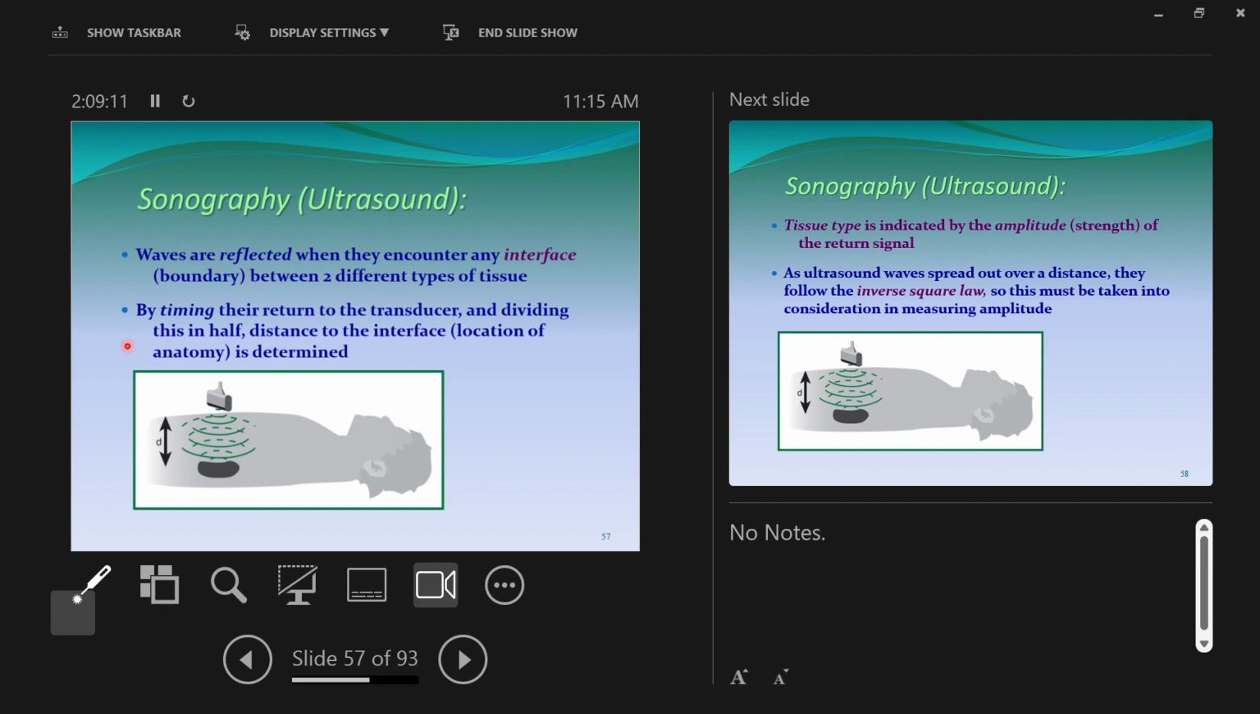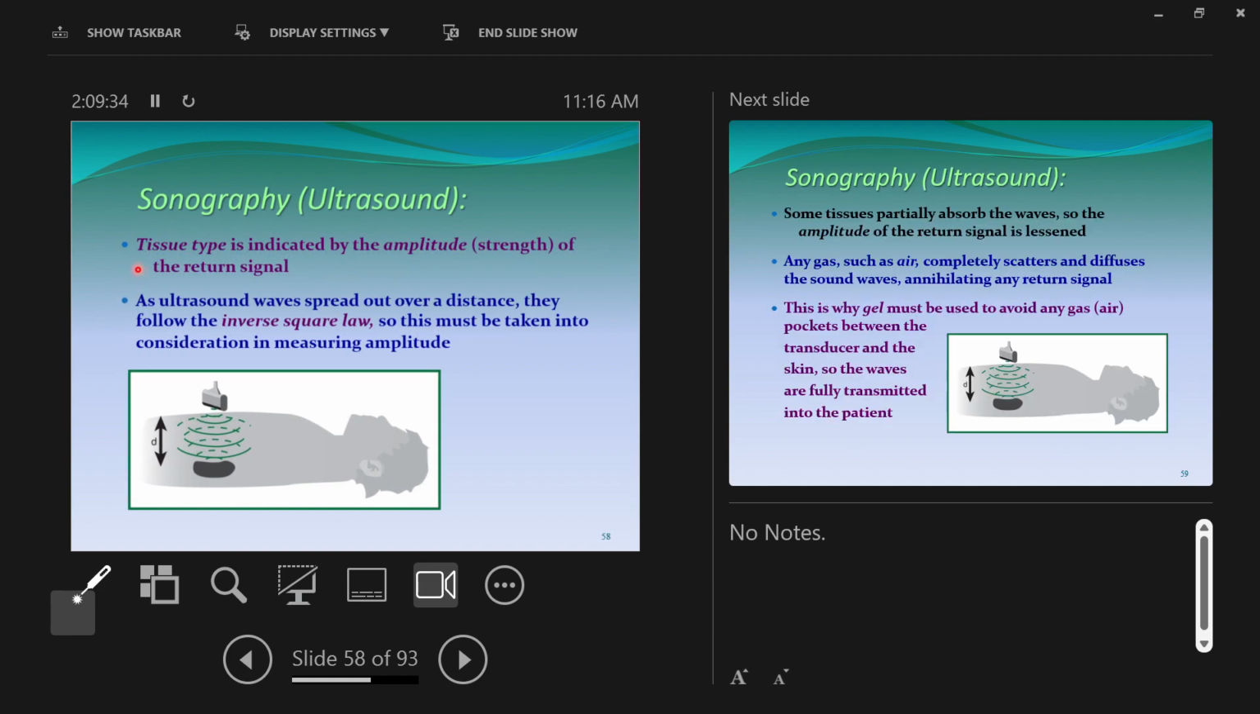You can build up very crude images of the body, right? If you've ever seen an ultrasound, they're not high resolution. They can get better, right? If you've had a kid, you've probably done 3D or 4D ultrasounds, yeah? We can get better with better software, but they're inherently kind of poor quality, these sound waves. So low resolution. Tissue type is indicated by the amplitude or strength of the return signal. And as the waves spread out over a distance, they follow the inverse square law, which is taken into account when measuring amplitude.